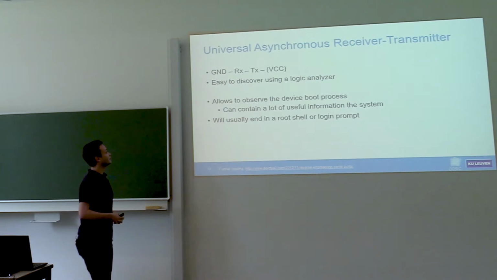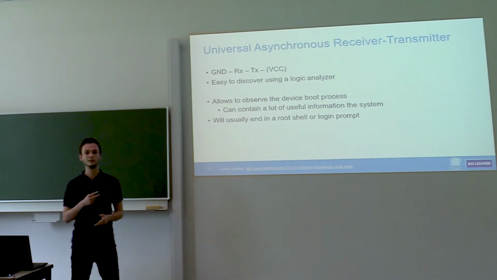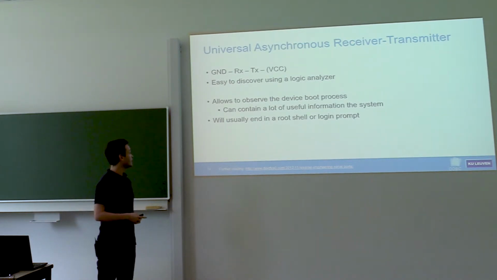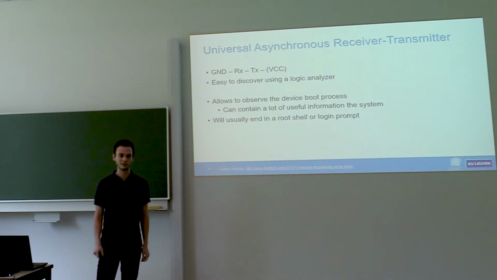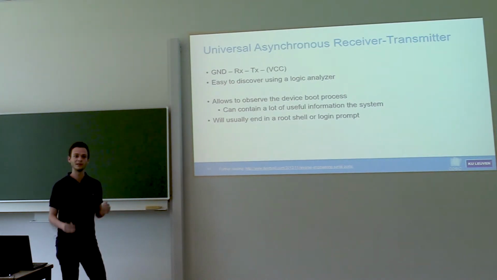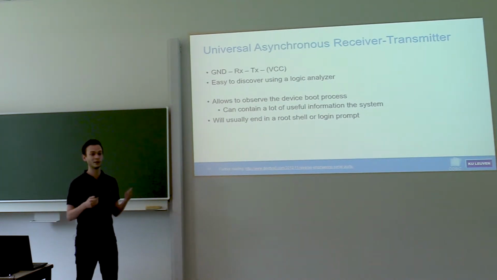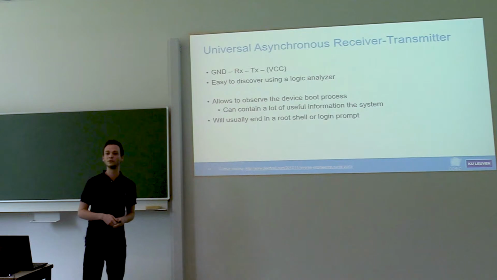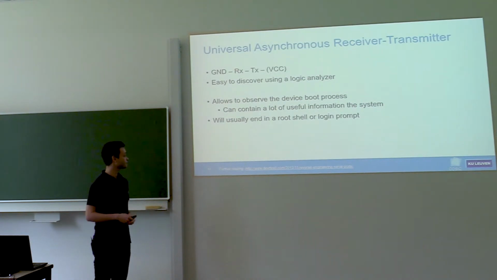So UART, I've already talked about it. So you need three wires. You need ground, RX, and TX. And this basically gives you a serial console on the device. So in a lot of cases what you'll do is you'll connect these wires and then reboot the device, and you'll see everything that is going on while the device boots. And this will already give you a lot of interesting information about the hardware of the device.